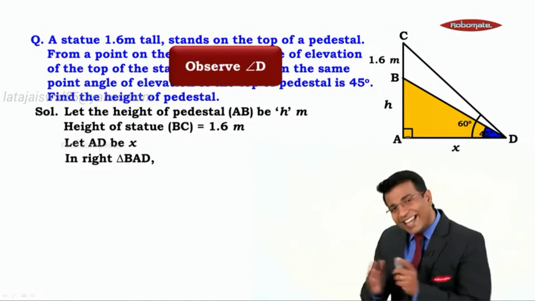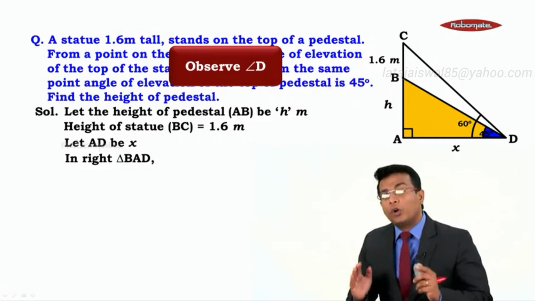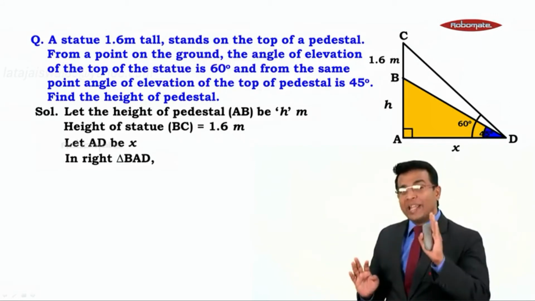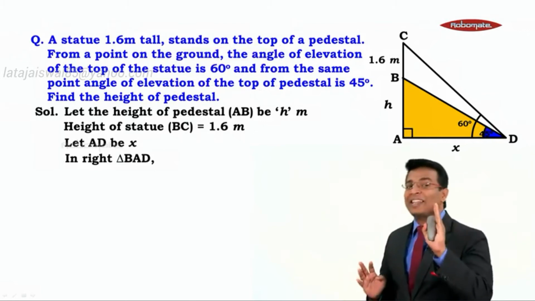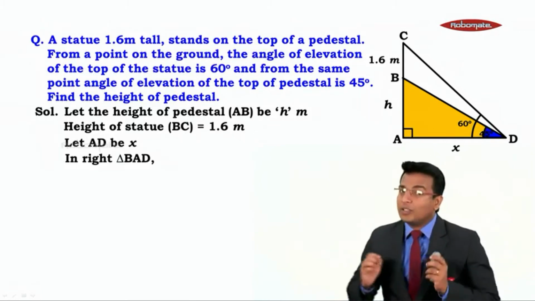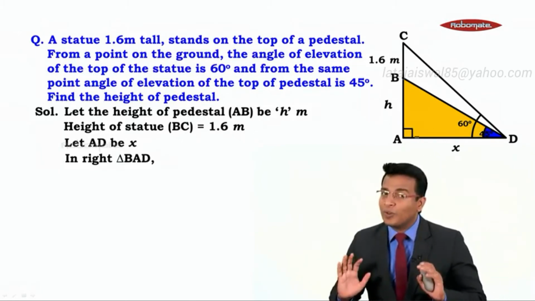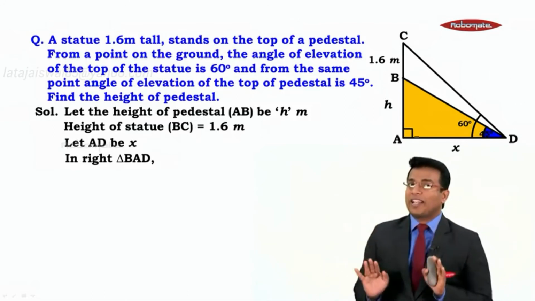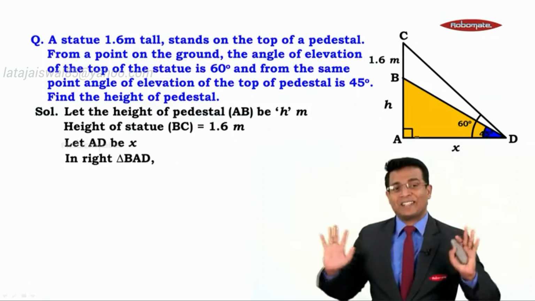So this AD is going to be the common side for both the right angle triangles, for right angle triangle BAD and also for right angle triangle CAD. So that is a common side which we need to know, because if we know this, then it is going to help us in the next right angle triangle also. So remember that common side we need to find. That's why we have taken it as X, right?